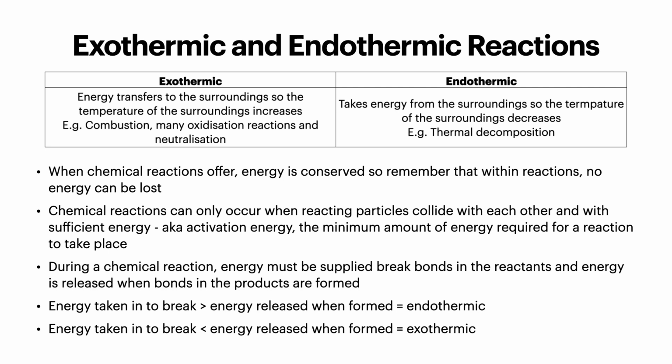During a chemical reaction, energy must be supplied to break bonds in the reactants, and energy is released when bonds in the products are formed. If the energy taken in to break these bonds is greater than the energy released when formed, it's an endothermic reaction. But if the energy taken in to break the bonds is less than the energy released when formed, then it's exothermic.